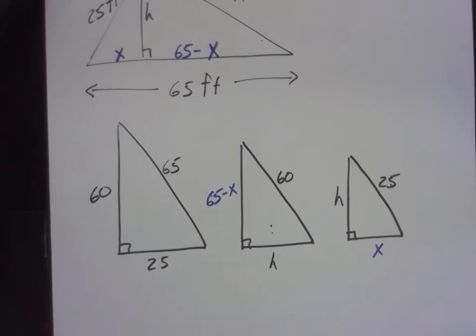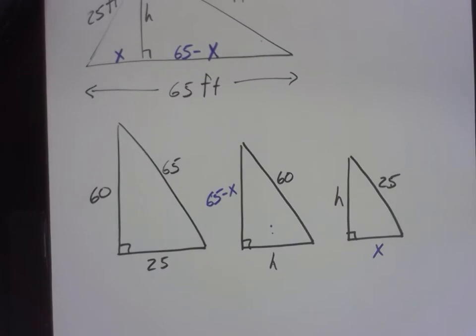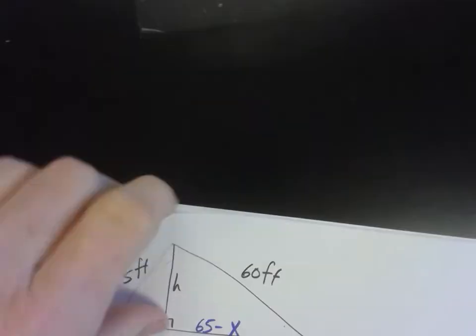Is this kind of a pain in the butt, drawing all three of these triangles and then trying to get them all labeled? And Cordell's like, yes, it is. It's horrible, isn't it? Okay. Would you like to know an easier way? Okay. Let's talk about an easier way.